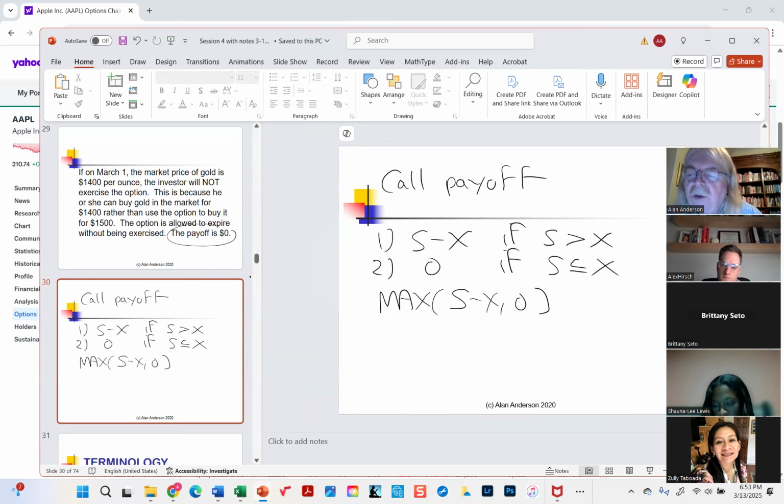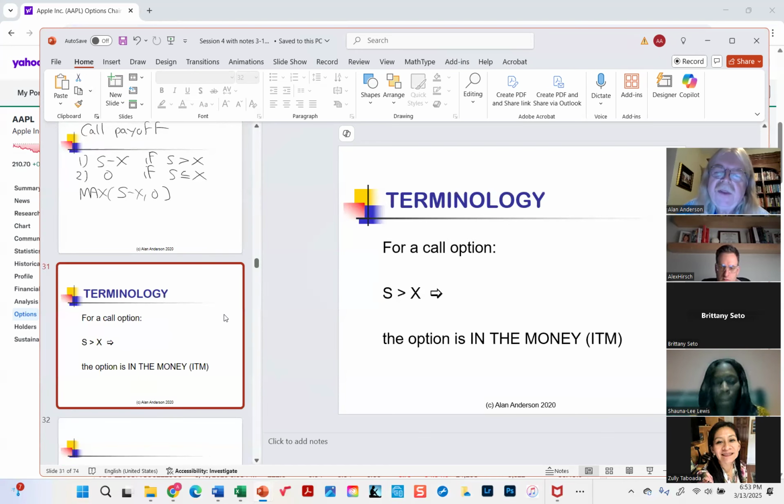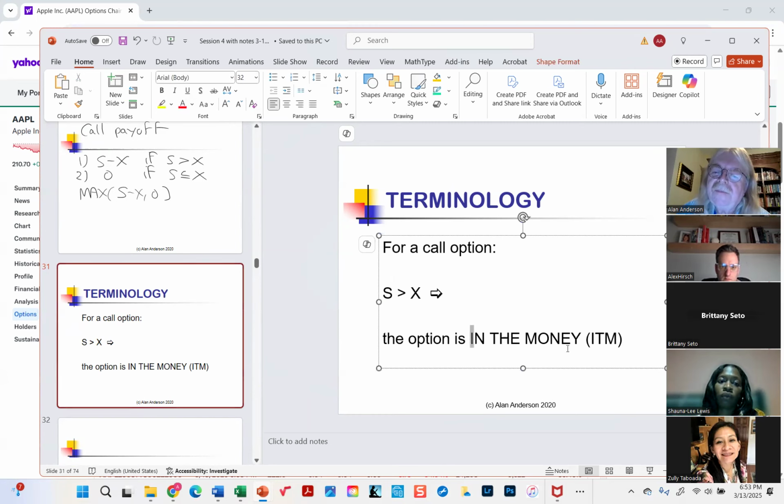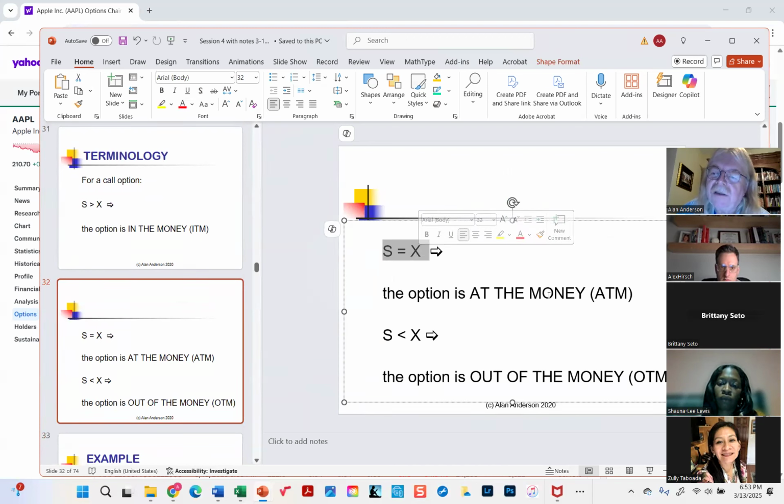So that's how call payoffs are determined. By the way, you hear these terms tossed about in the options markets. If this is the case where we get a positive payoff, the option is said to be in the money. If S is exactly equal to X, we say the option is at the money. And if S is below X, we say the option is out of the money.